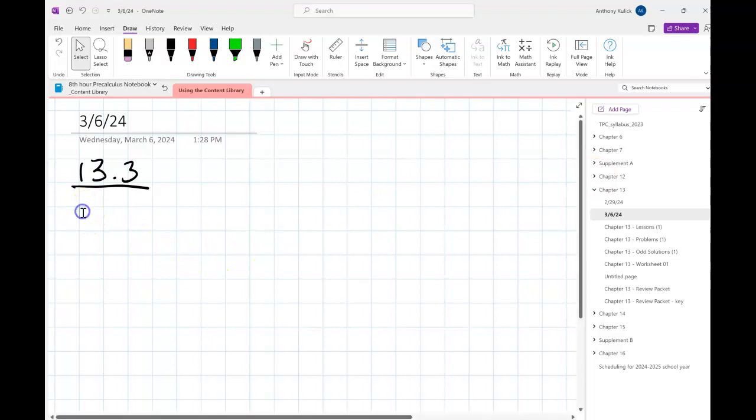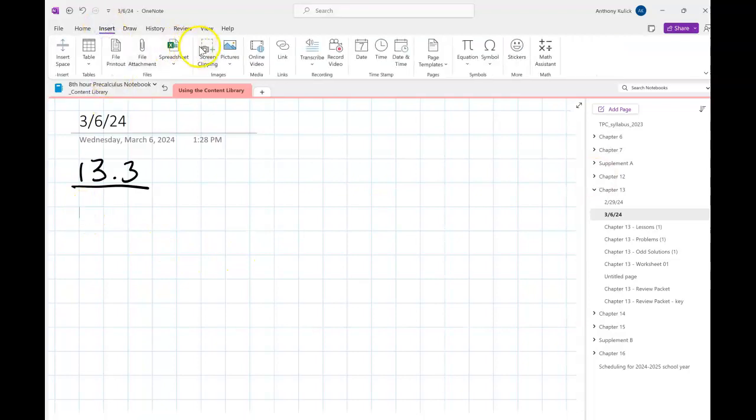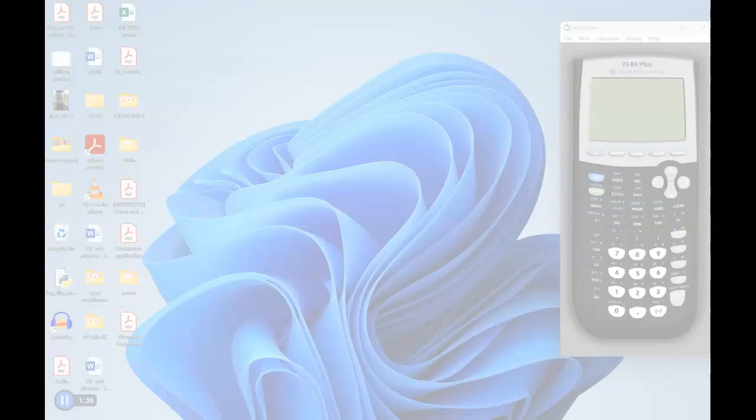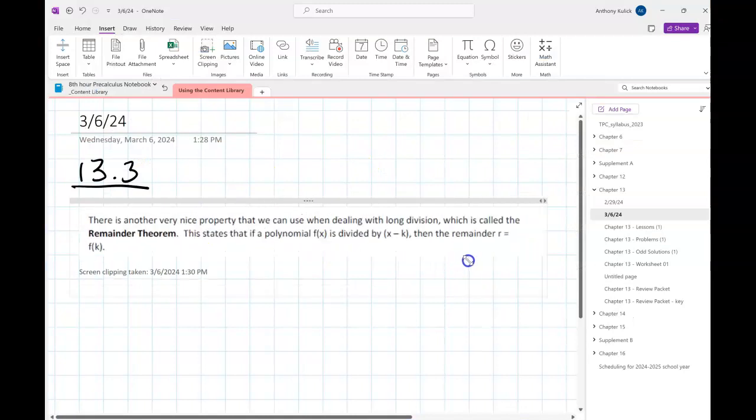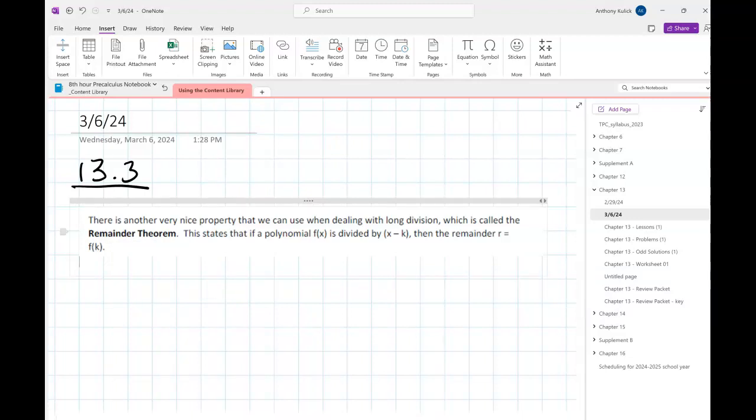So we're going to start with a mess of theorems here. The first theorem is called the remainder theorem. And this one says if I have some polynomial f of x and I divide it by some polynomial x minus k, then the remainder of that division is f of k.